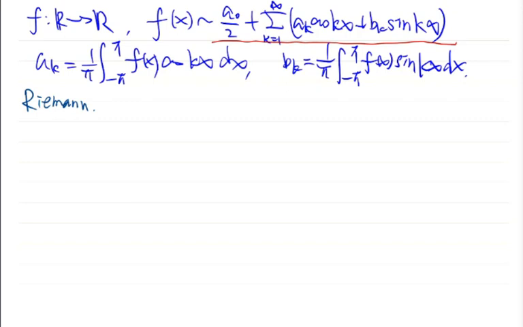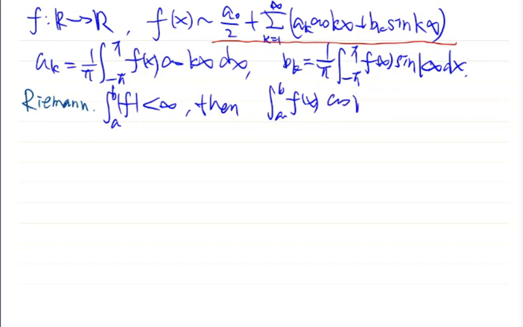If f is absolutely integrable in the interval (a, b), then the integral of f(x) cosine px dx goes to 0 as p goes to infinity. Of course, this is also true for sine px. Okay, this is what we talked about last time. Now we will solve the convergence problem today.